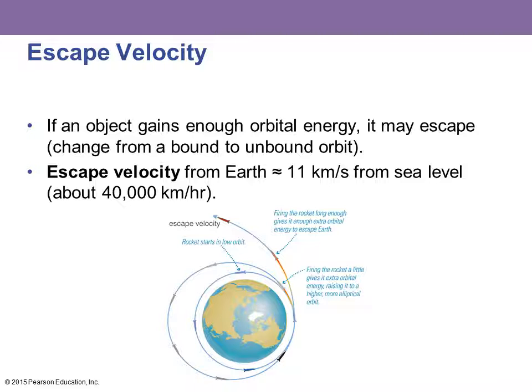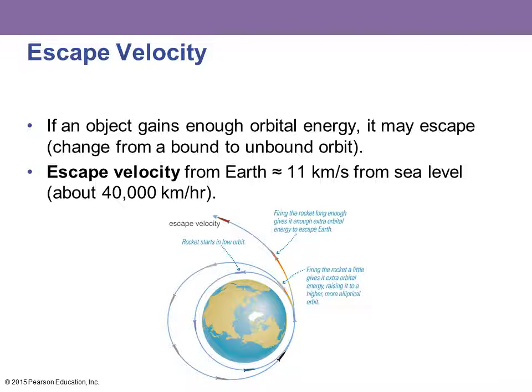Escape velocity is when an object can gain enough orbital energy that it may escape from, in this case, the Earth. In other words, change from a bound to an unbound orbit. And escape velocity for Earth, it says it's 11 kilometers per second or 40,000 kilometers per hour. I think a better number to remember is 25,000 miles per hour. That would be the escape velocity for Earth. An object more massive would have a higher escape velocity. Less massive, a lower escape velocity. But for Earth, it's about 25,000 miles an hour.